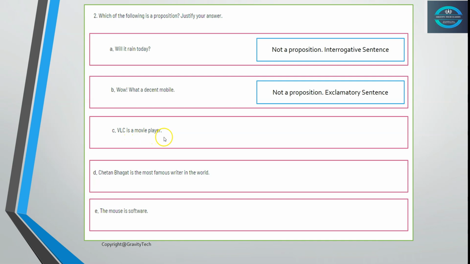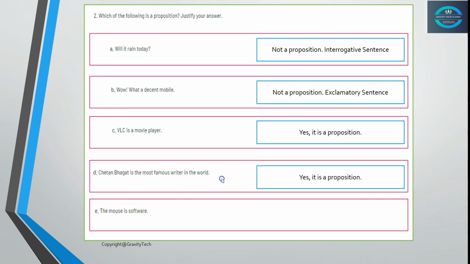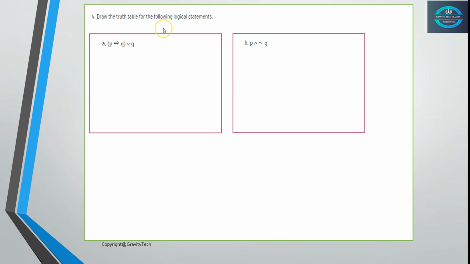VLC is a movie player. This is an assertive sentence, so this is a proposition. Chetan Bhagat is the most famous writer in the world. Yes, it is an assertive sentence, so it is a proposition. The mouse is a software. Yes, it is a proposition. Why? Because this is an assertive sentence. Easy. Next. Now they are saying draw the truth tables of the following logical statements.